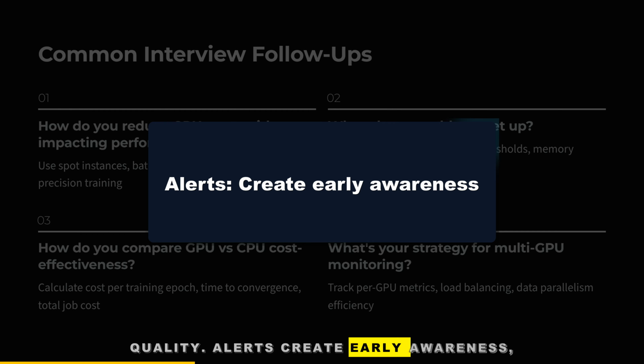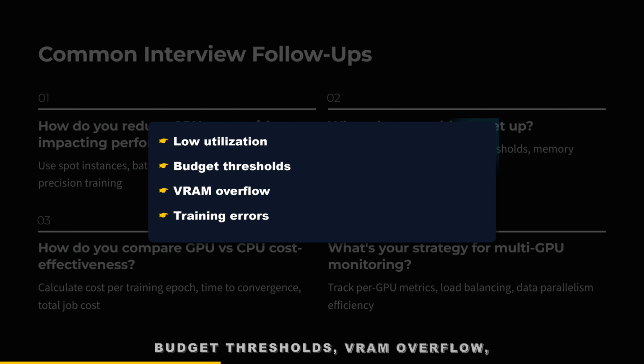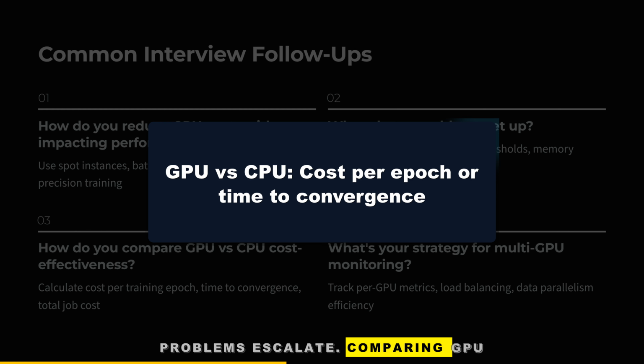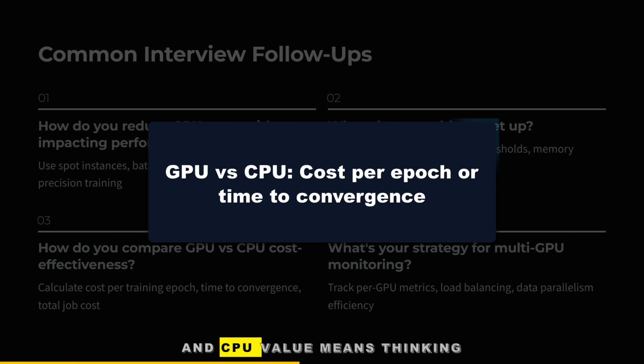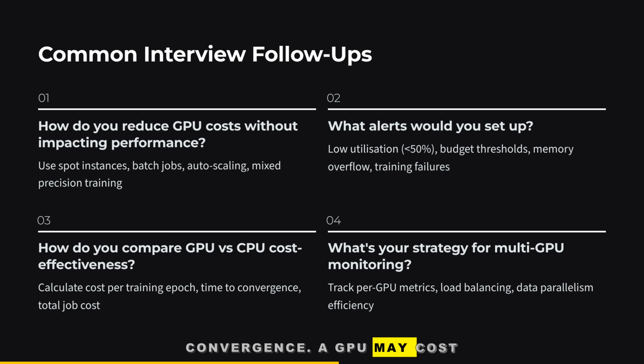Alerts create early awareness. Low utilization, budget thresholds, VRAM overflow, and training errors behave like cockpit warning lights that help you respond before problems escalate. Comparing GPU and CPU value means thinking in cost per epoch or time to convergence. A GPU may cost more per hour, but if it finishes 20 times faster, it delivers far more value.